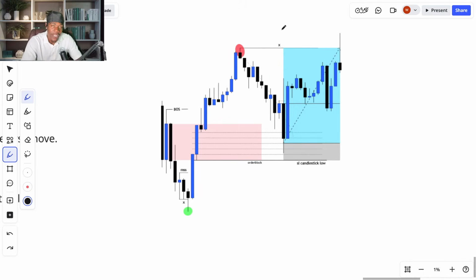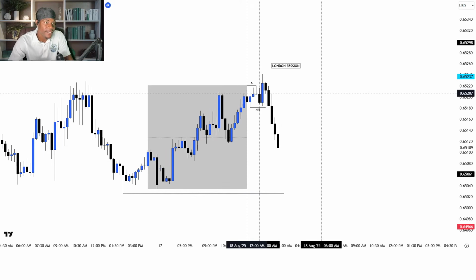But now let's hop on the charts and go over multiple examples of how we execute this liquidity sweep and fair value gap model. So make sure you stay tuned and take notes. Now we're back on the charts. We're gonna look at the London session model first.